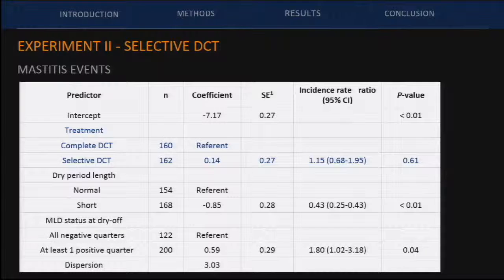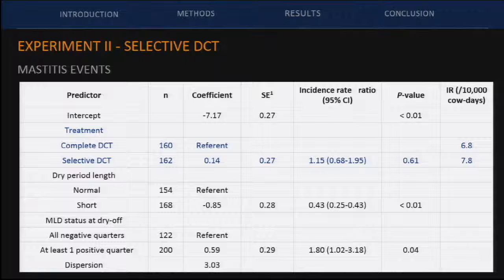But if you put this in numbers, because the incidence rate ratio maybe is not super obvious, maybe incidence rate is not either, that means that in the complete dry cow therapy group, there were about 7 cases of mastitis per 10,000 cow days at risk. It is relatively low. It is a farm with a really low problem with mastitis, and then the difference would be an incidence rate of 7.8 in the selective dry cow therapy treatment.